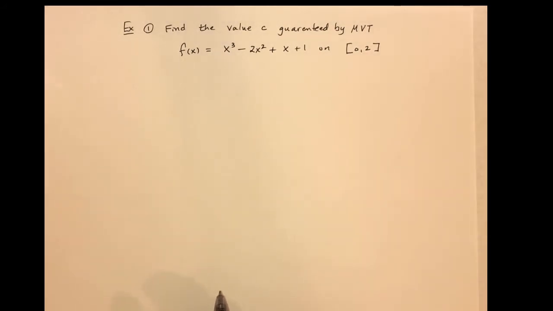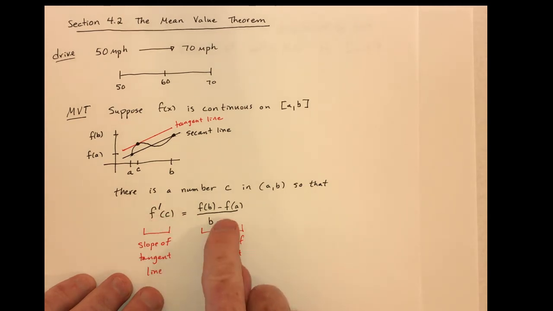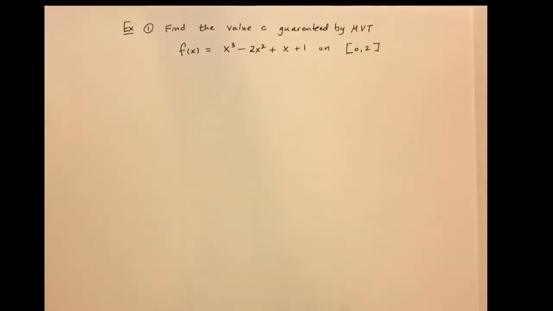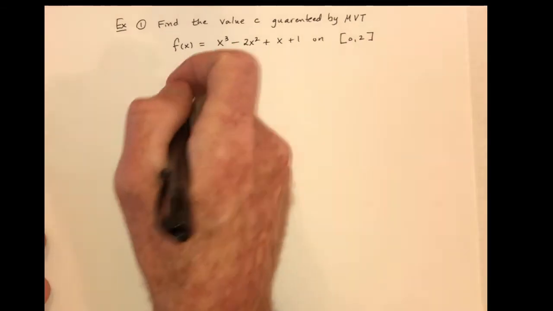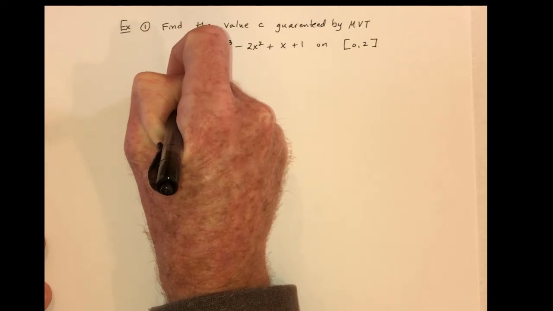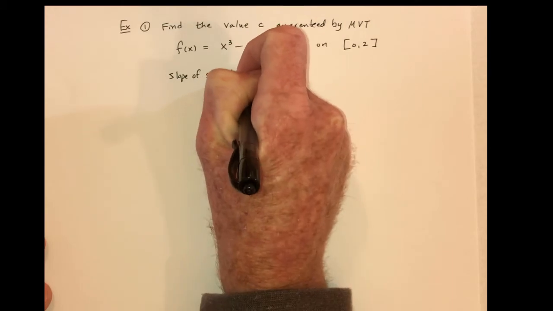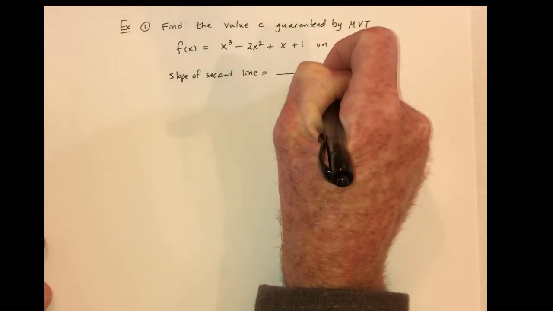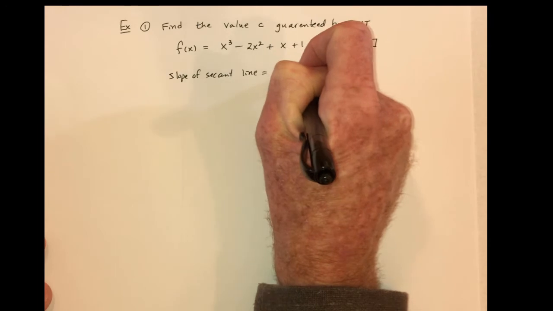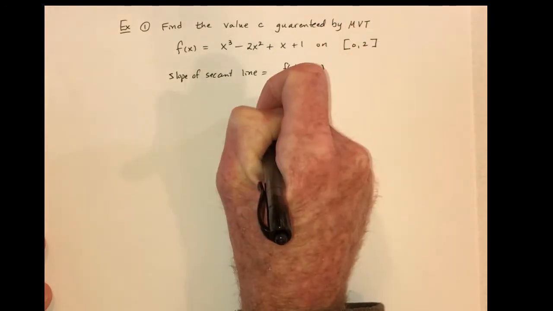So the first thing that I'm going to do is this part. First, find the slope of the secant line. After that, I'll take the derivative and I'll set them equal to each other. So first, for the slope of the secant line. So the slope of the secant line is going to equal f of 2 minus f of 0 divided by 2 minus 0.